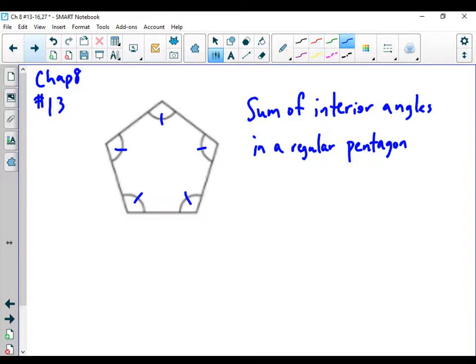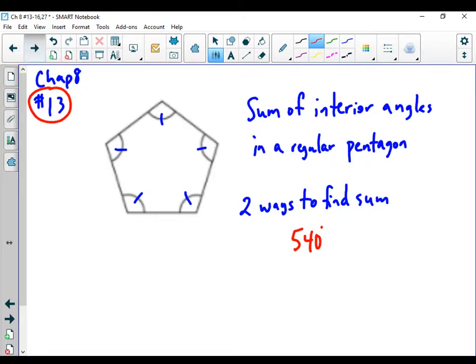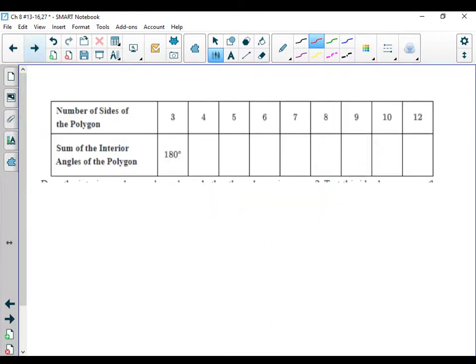The instructions say to come up with as many ways as you can. I'd like you to see if you can find 2 different ways to find that sum. As a hint, if you've done it correctly, your sum of all those angles put together should be 540 degrees. But I'm more concerned that you can come up with a method or a way to actually come up with that 540 degrees. Okay, so I want you to spend some time on number 13 doing that. Once you finish number 13, then I want you to try number 14.